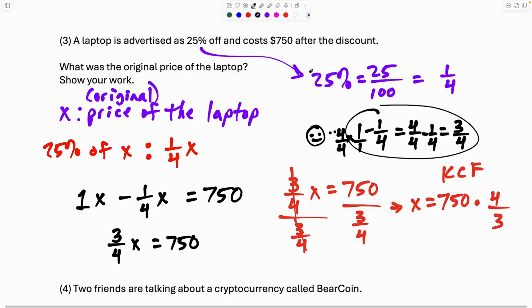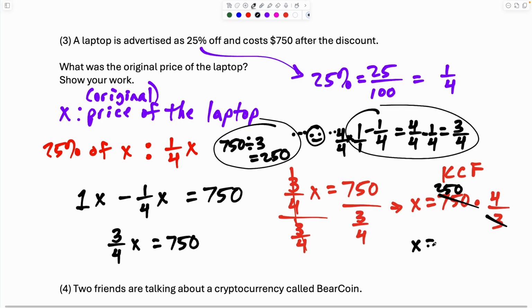Me personally, especially if I'm doing this without a calculator, when I have to multiply a whole number by a fraction, I prefer to divide before I multiply. So here, the math I'm doing in my head is 750 divided by 3, which is a lot like doing 75 divided by 3, which is 25, but with an extra 0, so we get 250. So here I do 750 divided by 3 is 250, and then 250 times 4 is going to give us 1,000. So what was the original price of the laptop? We showed our work. The original price of the laptop, I'll just write out our answer over here, is $1,000.